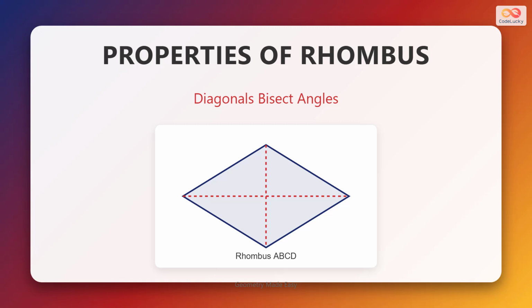Hello and welcome. In this video, we will explore a specific geometric property of a rhombus. We are going to look at how the diagonals of a rhombus interact with its angles. This is a key concept in geometry that helps us solve many problems involving quadrilaterals.